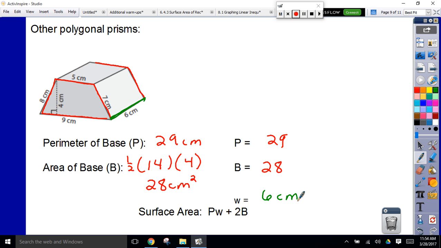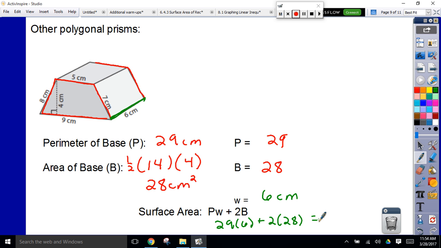Okay, let's plug it into the formula. Jake, tell us how I plug that in. 29 times 6 plus 2 times 28. Okay, good. Do you have a calculator? Go ahead and solve that. A couple people solve that so we get it back up in case something gets typed in wrong. So 29 times 6 plus 2 times 28.